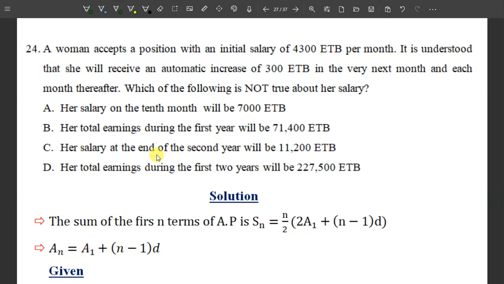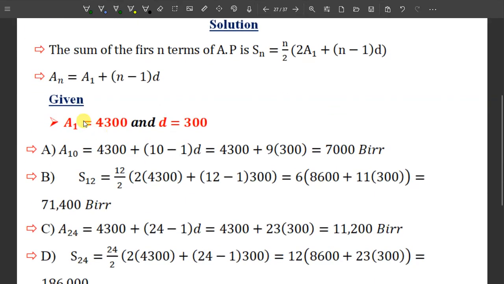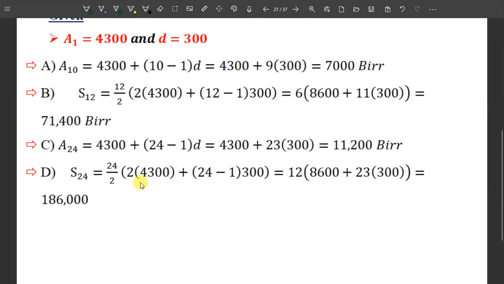Her salary at the end of the second year means second year, 2 years contain 24 months. Therefore here, since this salary is paid per month, and therefore we have to take N24.